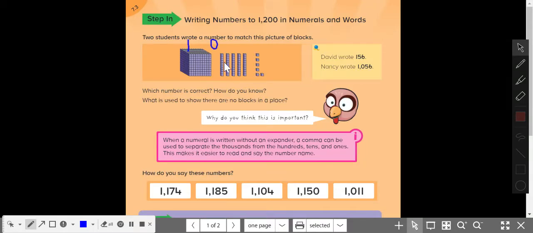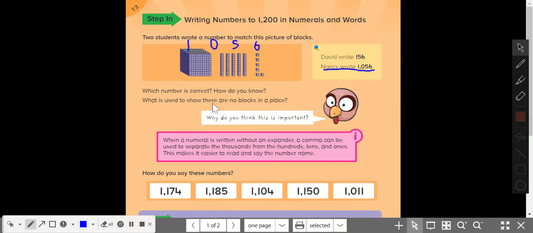Then the tens would be 10, 20, 30, 40, 50. And the ones would be 1, 2, 3, 4, 5, 6. So which one is correct? Nancy is correct. She wrote 1056. My number when I wrote it was 1056.